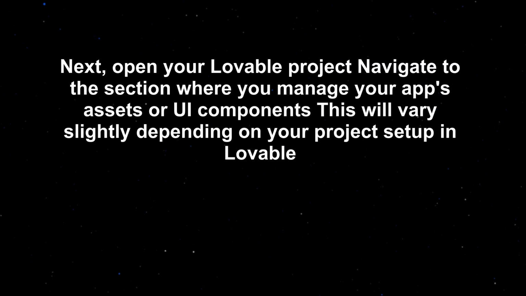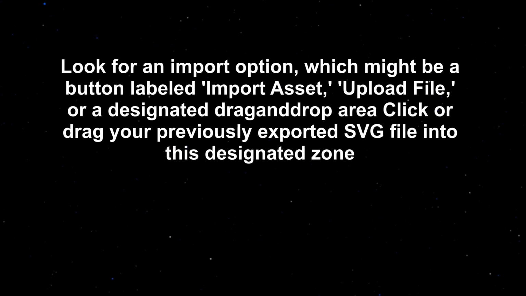Next, open your Lovable project. Navigate to the section where you manage your app's assets or UI components. This will vary slightly depending on your project setup in Lovable. Look for an import option, which might be a button labeled Import Asset, Upload File, or a designated drag and drop area. Click or drag your previously exported SVG file into this designated zone.